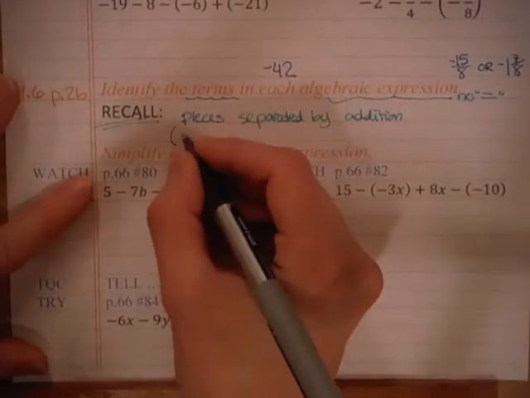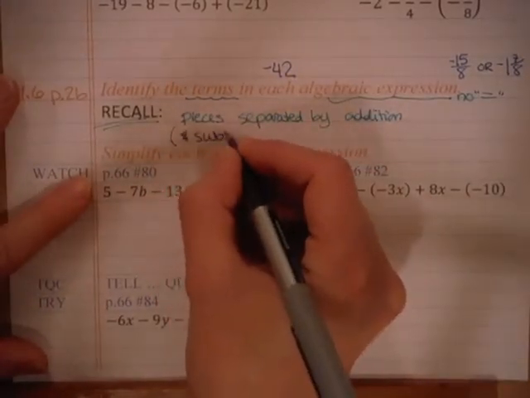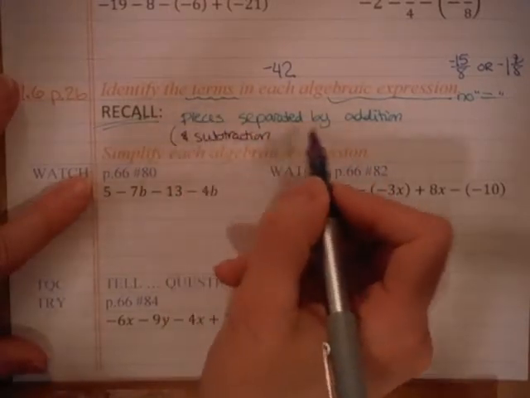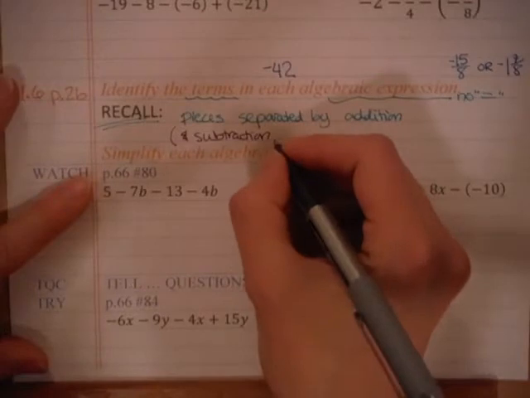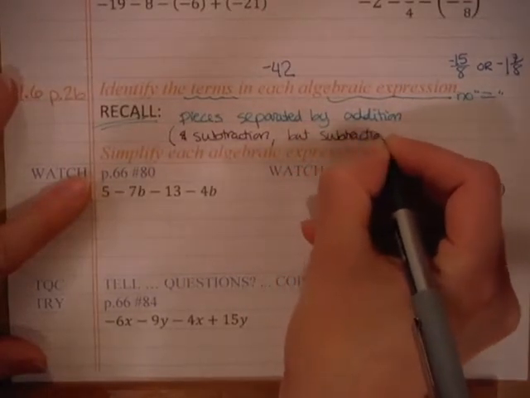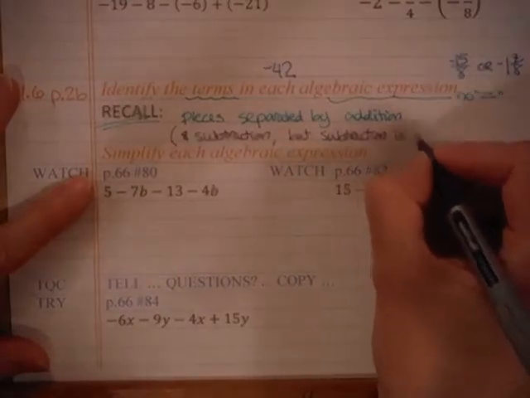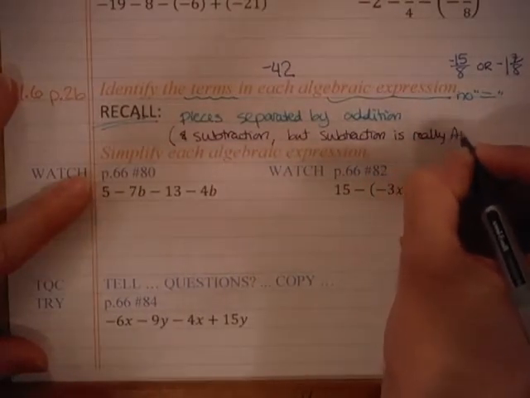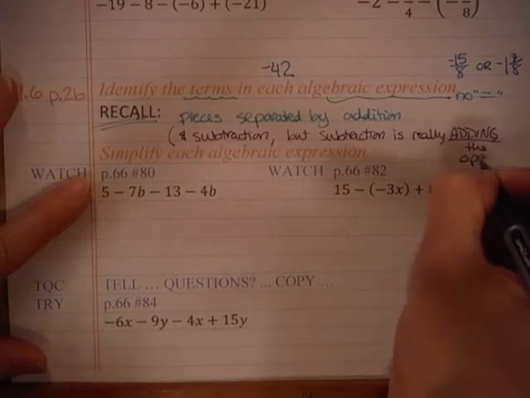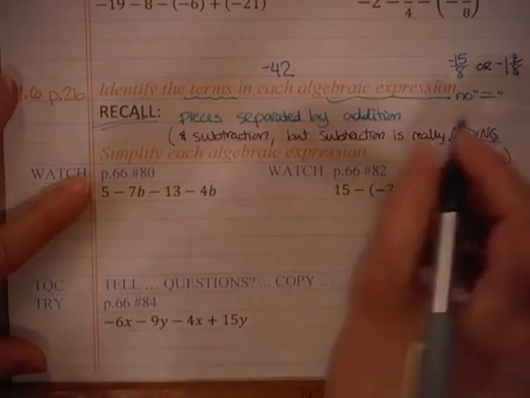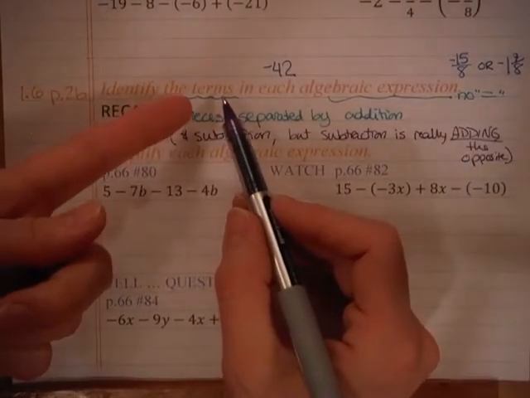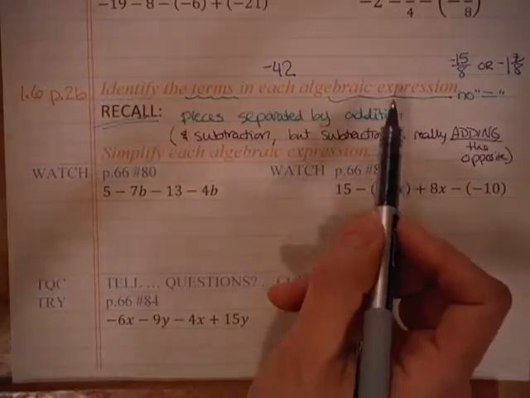Terms can also be separated by subtraction, but the reason that the definition says terms in an expression are pieces that are separated by addition is because subtraction is really adding the opposite. So subtraction can be written in the form of addition, and that's how you can identify all the terms of the expression.